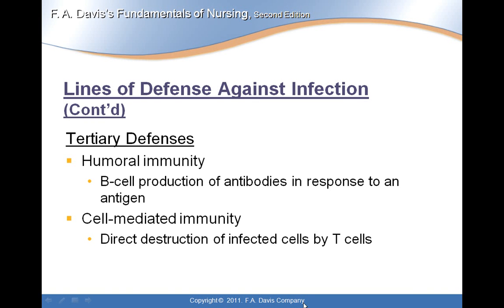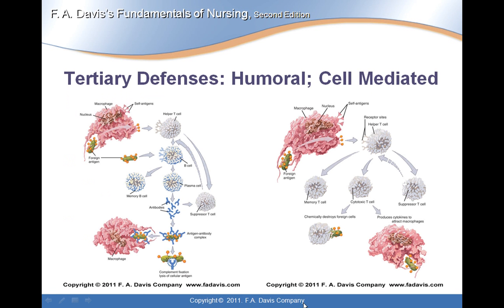Now with cell-mediated immunity, this is the T cells going straight for the attack. The T cells recognize something in the body, notice that something is foreign, and they go and they directly attack that antigen. And so this is just a little pictorial description of what I just described for you.